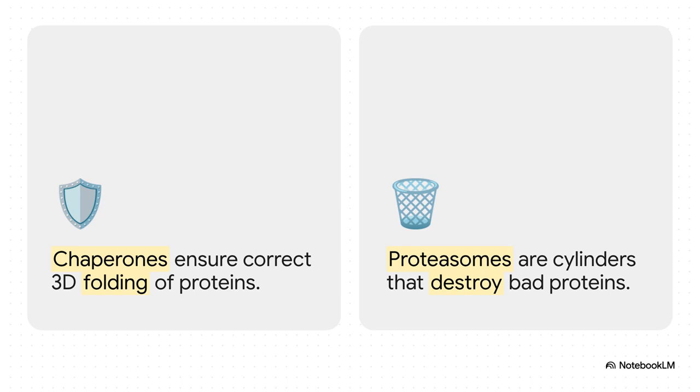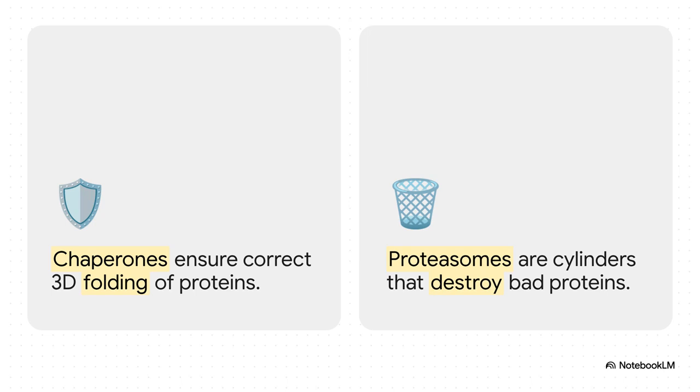They act as the quality control inspectors, providing the perfect isolated environment and exact timing to ensure these proteins fold perfectly. But what happens when a protein is damaged or just gets it totally wrong? Well, that's where the proteasomes step in. These are menacing, cylindrical enzyme complexes that act, literally, like cellular shredders.